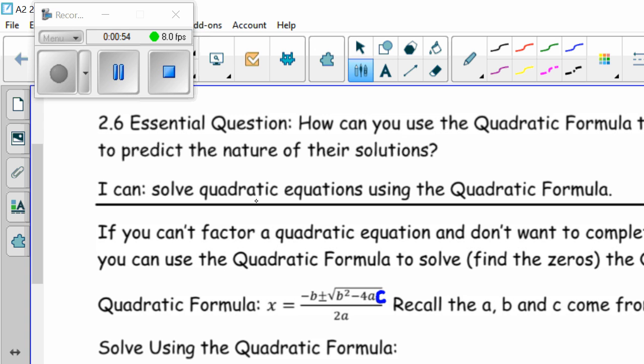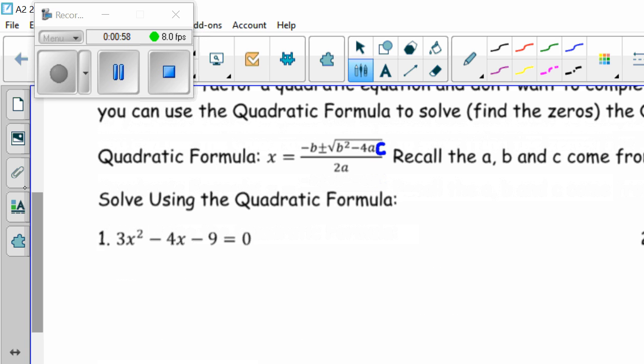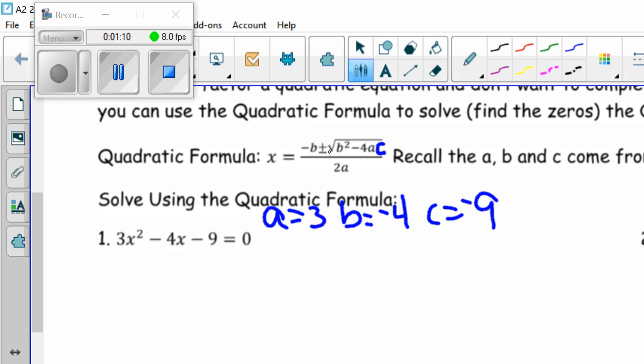Right? So we're going to solve using the quadratic formula. The very first thing that we want to do, make sure that everything is on the same side and it's set equal to 0. Then we can identify a, b, and c. So in this problem, a is my 3, b is negative 4, and c is negative 9. So we're simply going to plug those in.